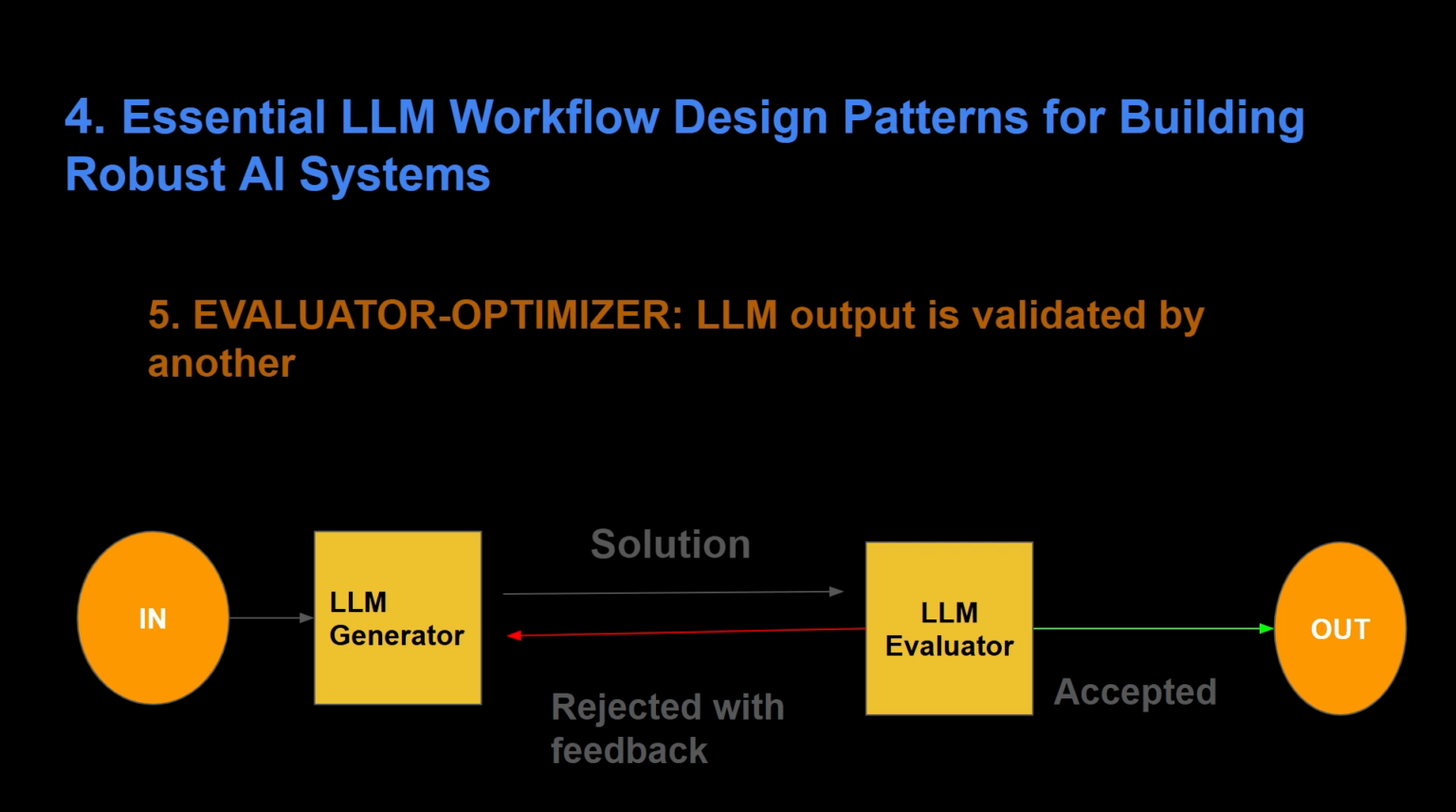Understanding and implementing these patterns, that is prompt chaining, routing, parallelization, orchestrator worker, and evaluator optimizer, will be the difference between a simple demo and a production ready AI system.